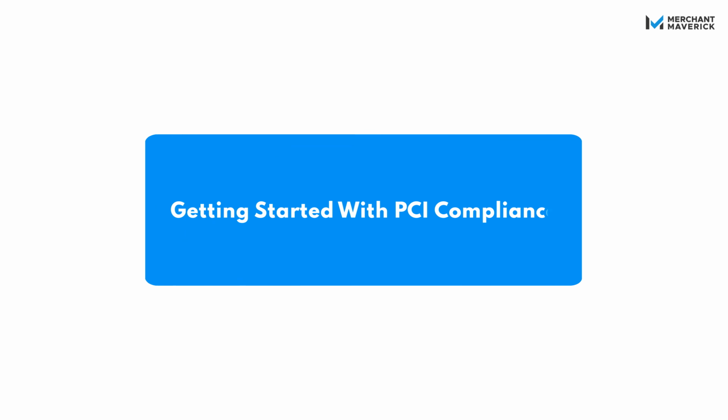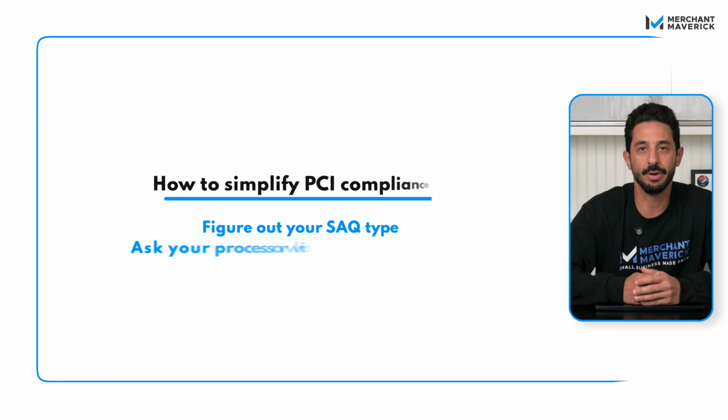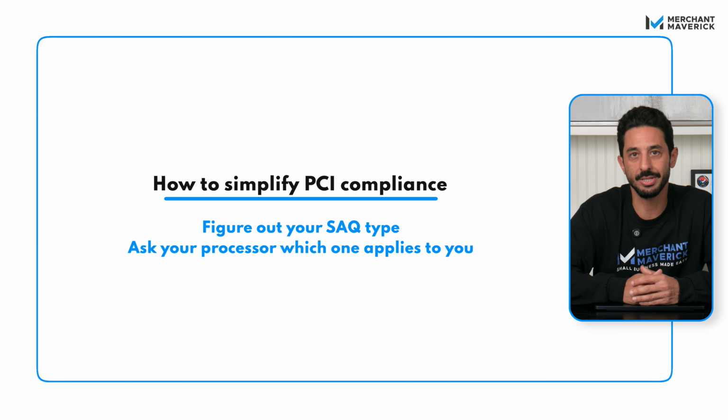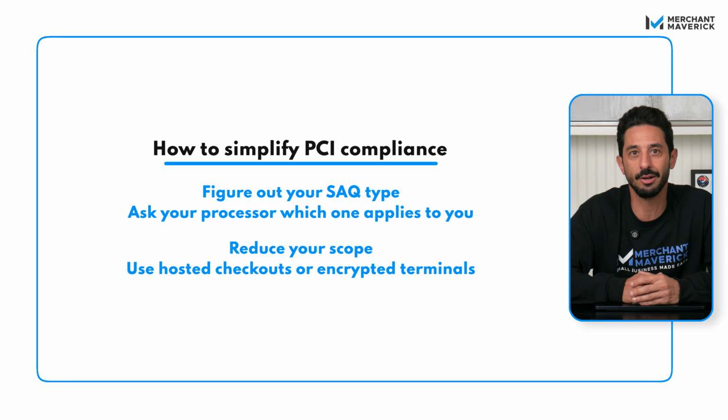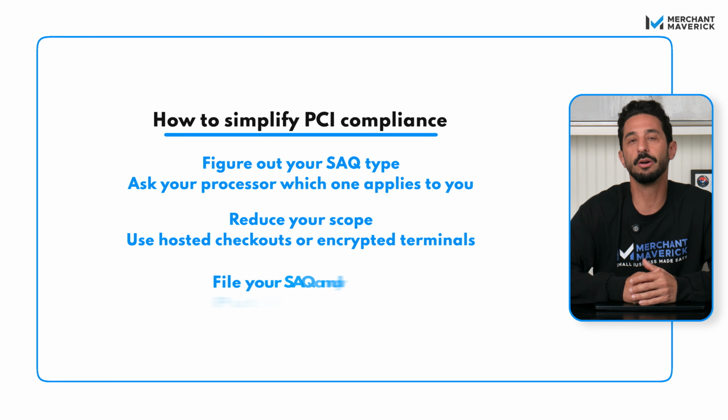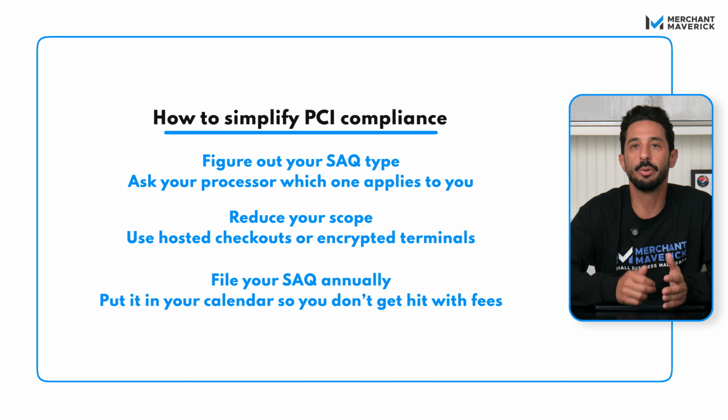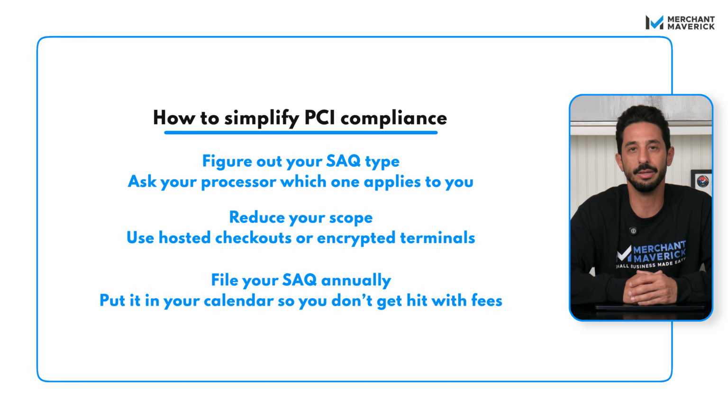So here's how to simplify PCI compliance. Figure out your SAQ type, ask your processor which one applies to you, reduce your scope, use hosted checkouts or encrypted terminals, file your SAQ annually, and put it in your calendar so you don't get hit with fees. And most processors now walk you through the process online. You can log into your dashboard and you'll usually find a step-by-step PCI section waiting for you.